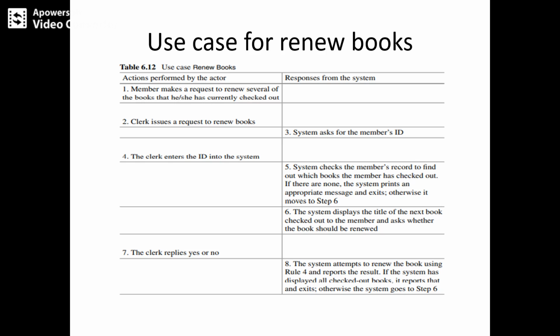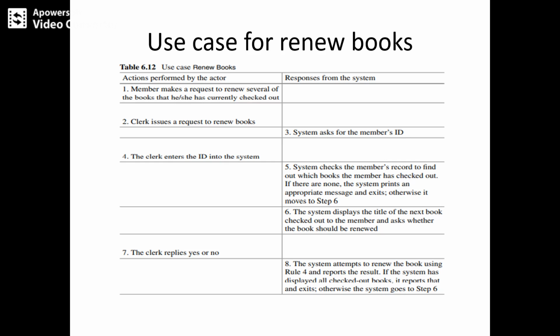So first, the member makes a request to renew several books that he or she, or any customer, currently has checked out. The system response is nothing. Then the clerk issues a request to renew the book. Then the system asks for the member ID. The ID is a must for renewing the book. Maybe one or more than one book, depending upon the customer's interest. The clerk enters the ID into the system. So one by one the IDs will be entered.